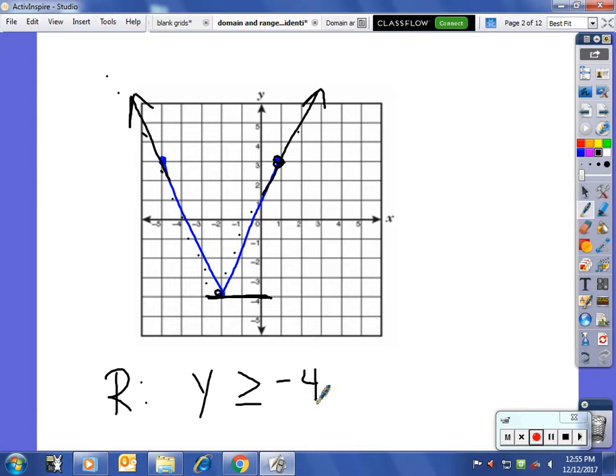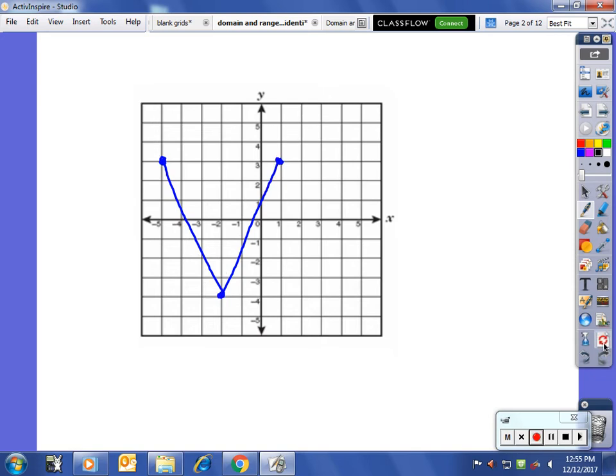It's not all real numbers. It doesn't have 2 endpoints, but it does have 1 endpoint. It doesn't have an endpoint at the top, but it has one at the bottom. We have to talk about that -4. -4 is less than or equal to y is the same thing as y is greater than or equal to -4.